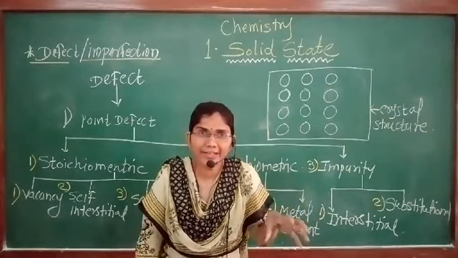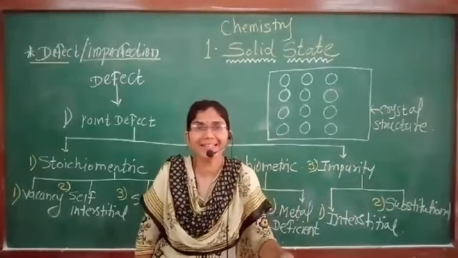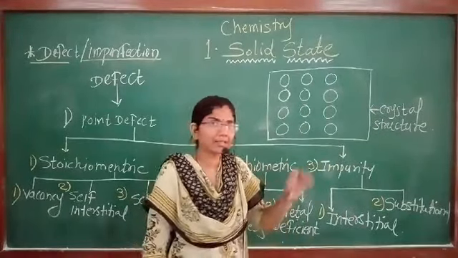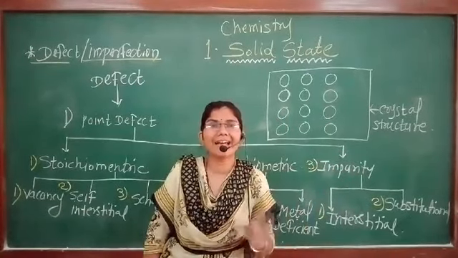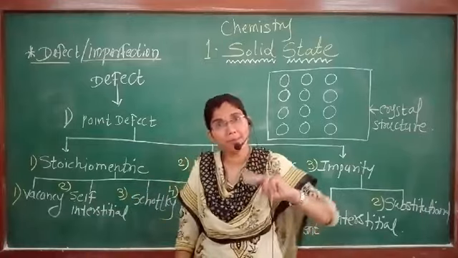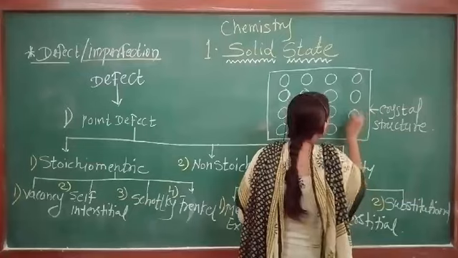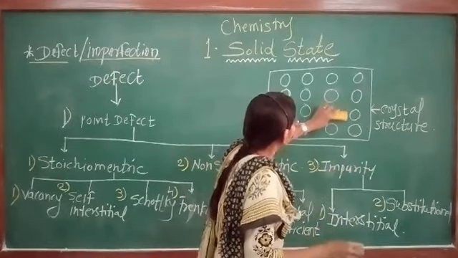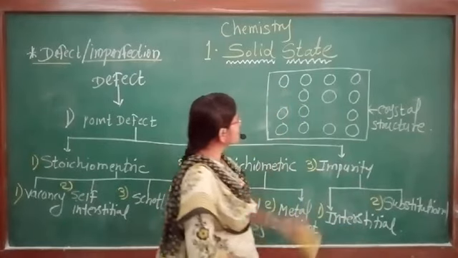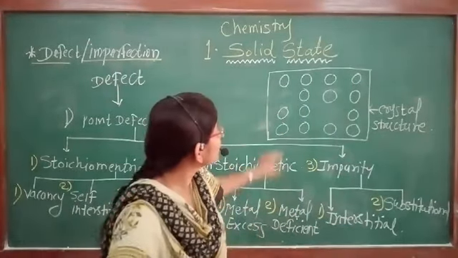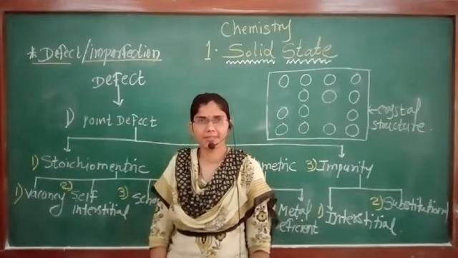And point defect means only points get irregular or absent. But in the line defect, the whole line, the whole row, gets absent. That is the difference between point defect and line defect. So in the point defect, there is only a missing of particles, or it arises due to a fault in the arrangement of the particles, and it is called a point defect.